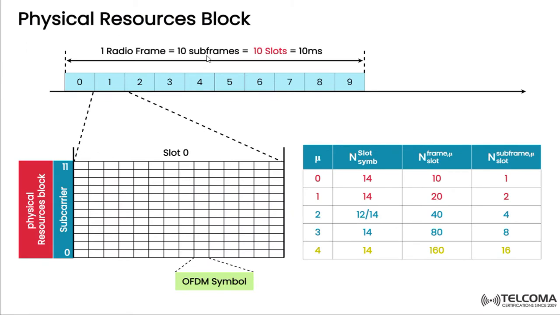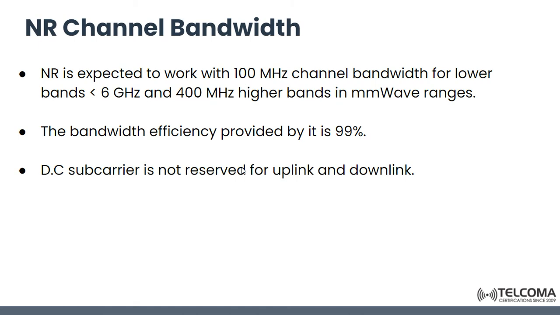This is the physical resource block. If we expand the 1 millisecond, we can see the physical resource blocks 0 to 12, and this is a slot, and this is an OFDM symbol. New radio is expected to work with 100 MHz channel bandwidth for lower bands, less than 6 GHz, and 400 MHz for higher bands in mmWave ranges. The bandwidth efficiency provided is 99%. Here the DC subcarrier is not reserved for the uplink and downlink.